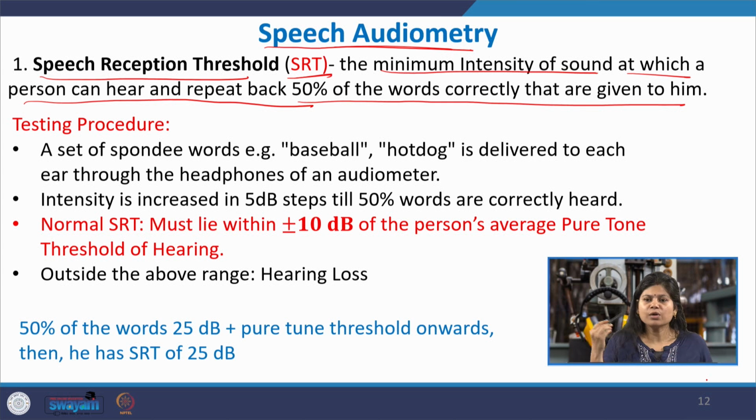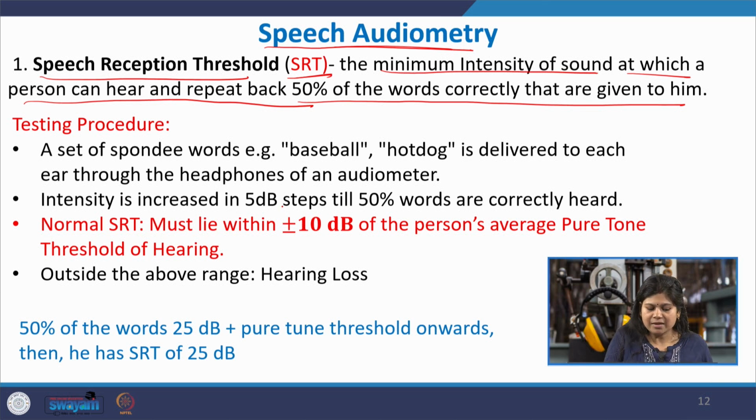So, 0 decibels, 5 decibels, then 10 decibels, 15 decibels, 20 decibels, 25 decibels and so on in the steps of 5 decibels, and each time the person repeats back the words that they have heard, and the number of words that they are repeating correctly are noted down.